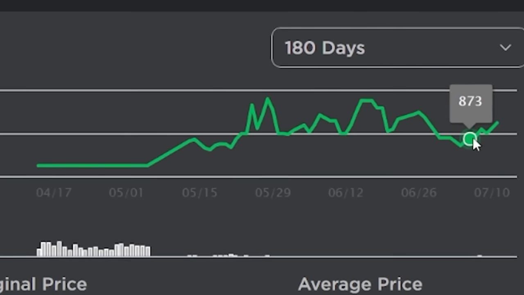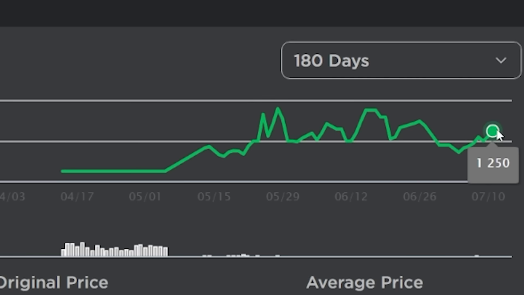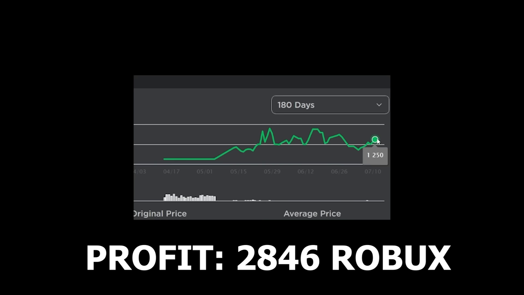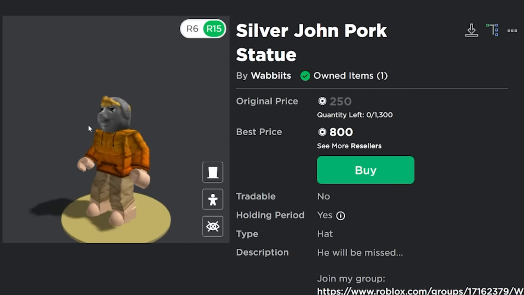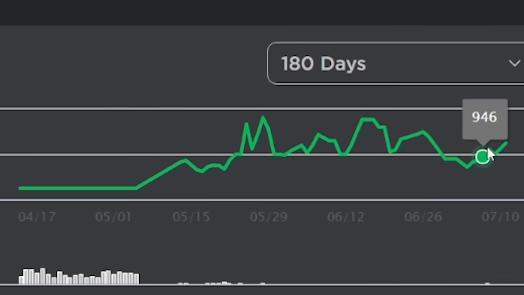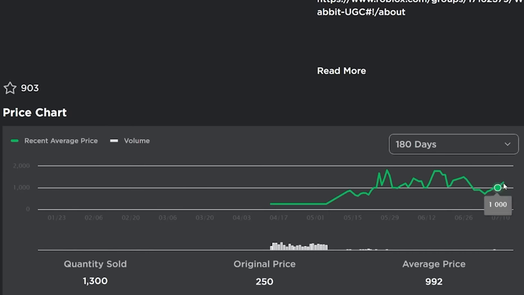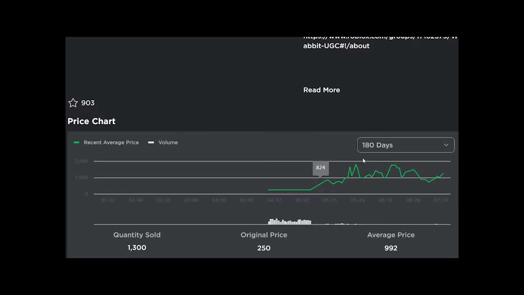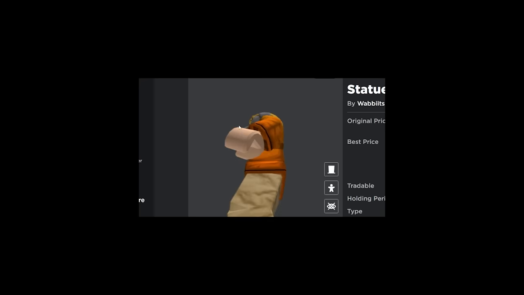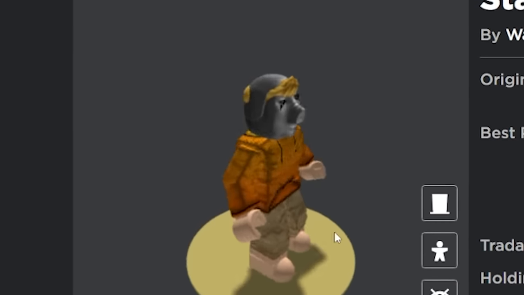Yeah, baby! Whoa! Okay, we bought it for 250. It's at 1,250. Easy 1,000 Robux earned. We had everything going for us with this one. It's surprising that this one jumped in value so much because there's 1,300 of them. That is a lot. But you know what? We managed to do it somehow. Made a profit. That's a W. W in chat for John Pork, bros. Holy crap. Invest now. Invest in John Pork.